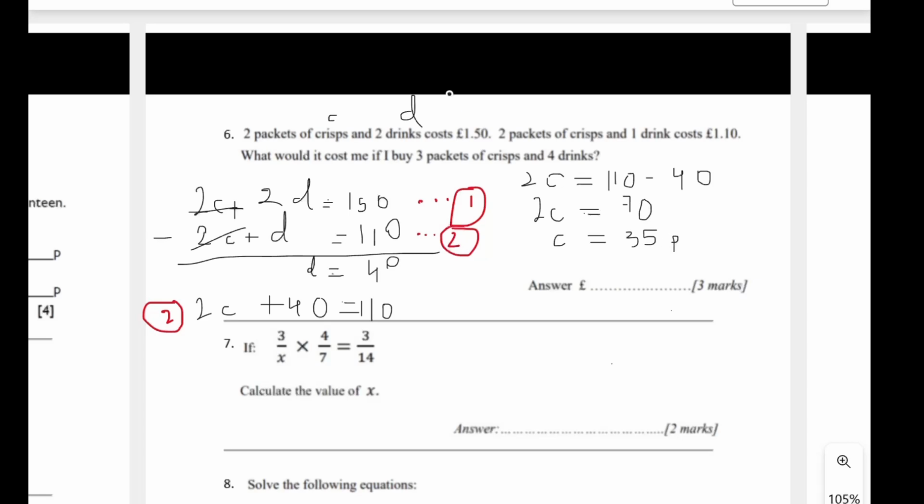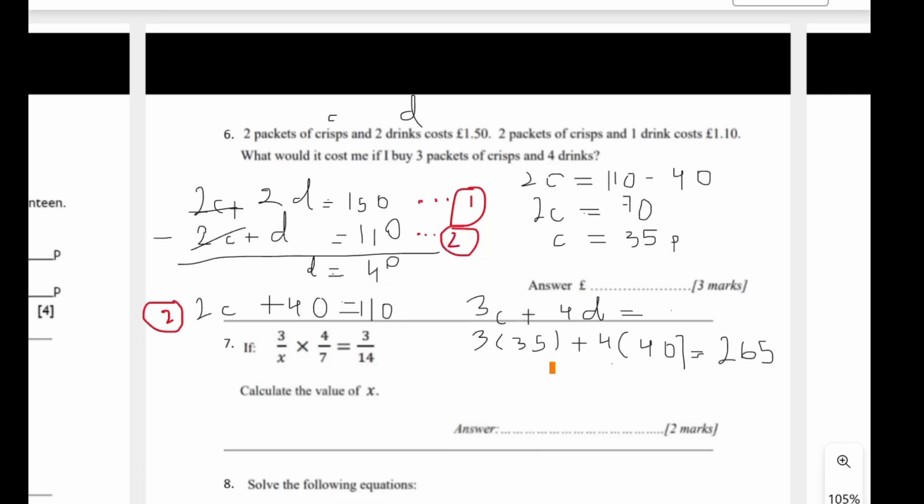We need to find the cost of 3 packets of crisps and 4 drinks. Therefore, we must have the equation 3C plus 4D is equal to, let's say, question mark. However, we know the value of these. We can substitute in 3 times 35, and I'll highlight this in a second so you can just see visually, plus 4 and then the price of a drink, which we found out is 40, which is then equal to 265.